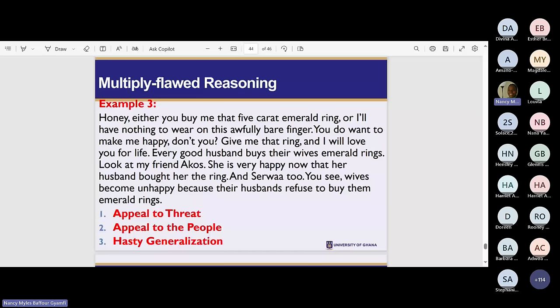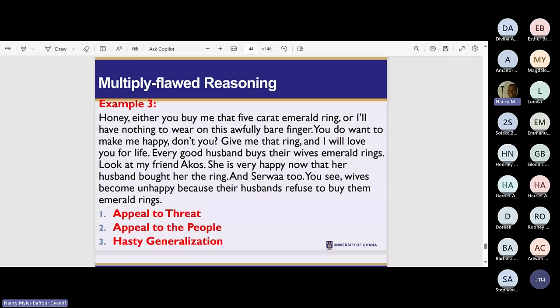You are all correct. I intentionally wanted all of you to speak like so from Akos to Sewa, and then the conclusion that wives. Me too, I'm a wife sitting here. So she knows something about Akos and Sewa, and she's concluded wives become unhappy because there's another one implicit there. He said that when they got their rings, they have become happy.